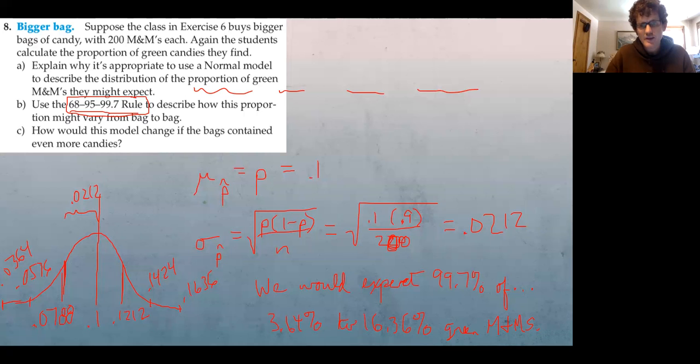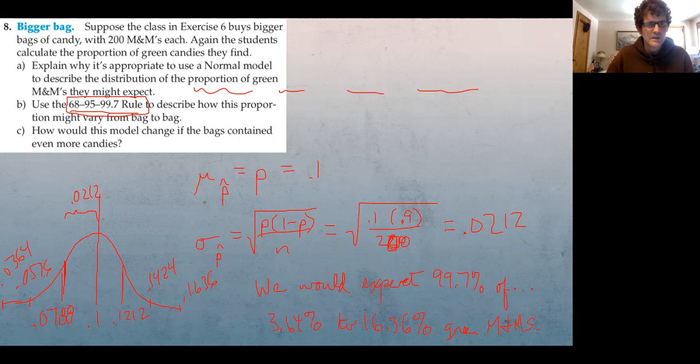If we got one that was like 40% green M&Ms, that would be way beyond what we'd expect. But if it was 12%, well, there's a 99.7% chance that it's going to fall within that range that we just said. So that's not unusual to us necessarily. All right. So hopefully that's all making sense for everybody.